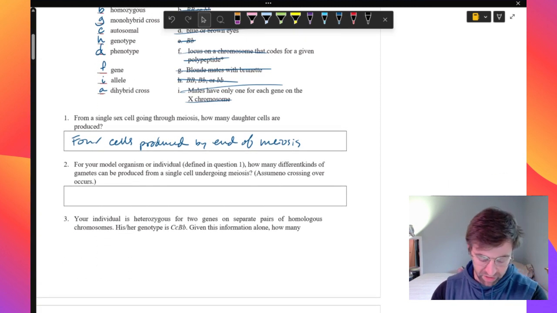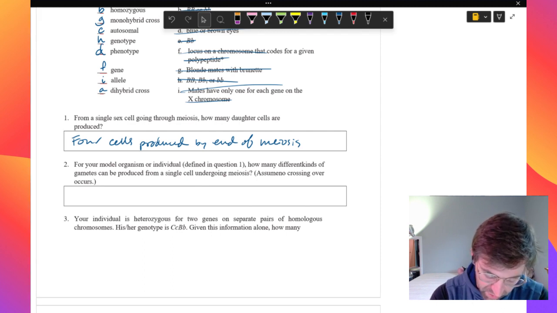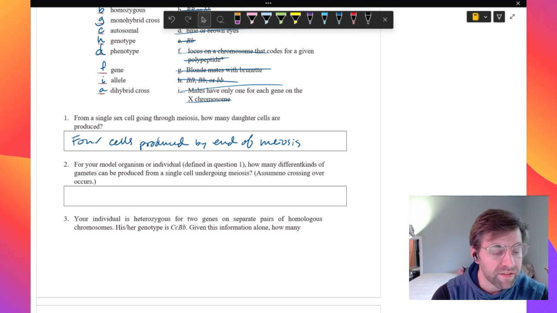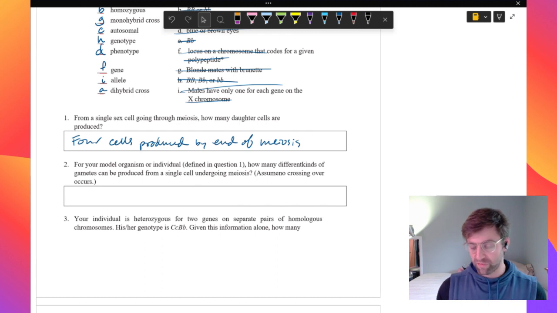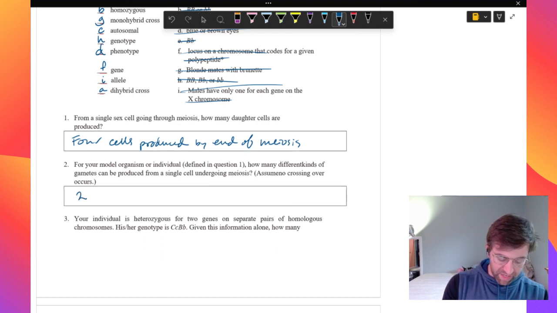For your model organism or individual defined in question 1, this is from a single sex cell going through meiosis, how many daughter cells? So a single cell from this individual that undergoes meiosis with no crossing over, remember that's that conjugation where we get a lot of genetic diversity. We're simplifying this just a little bit. This is kind of the magic of intro Mendelian genetics. A single cell from this individual that undergoes meiosis with no crossing over is going to produce two different kinds of gametes.